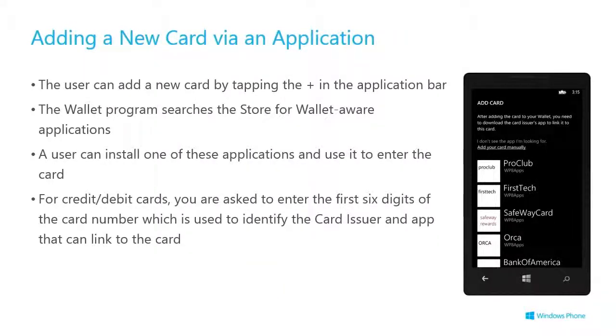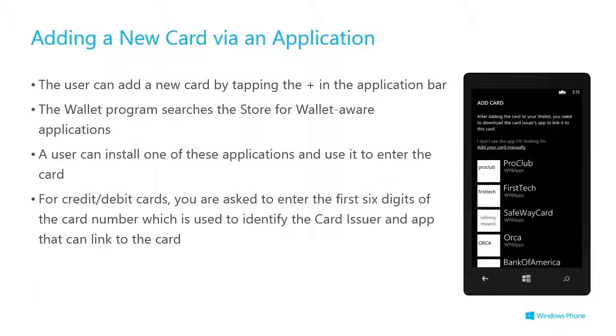So just add a new card. It's simple enough. As so often, there's a little plus sign in the application bar that Andy taught you how to build, and that's where you start adding your cards, and then it searches the Windows Store for wallet-aware applications, because you might add a card and it's going to look at a particular credit card. So the essential deal here is there's two ways of adding a card.